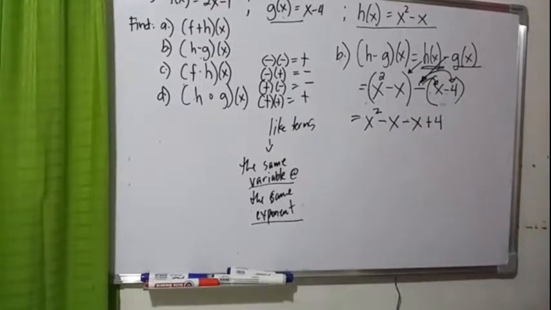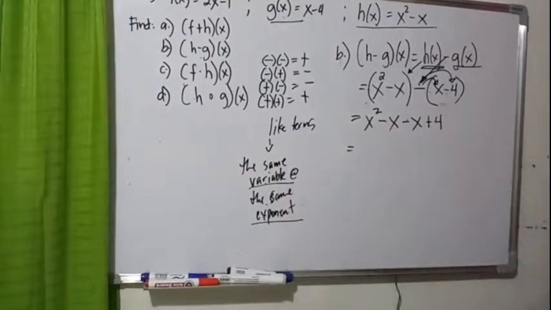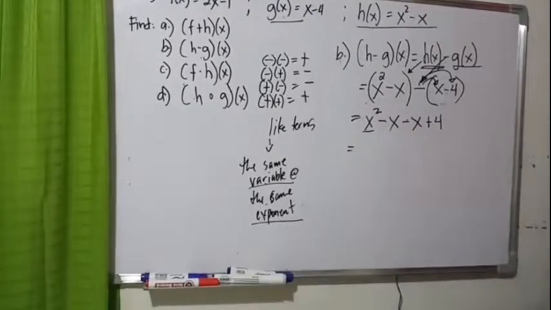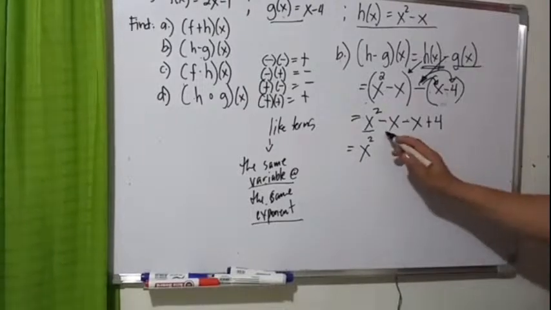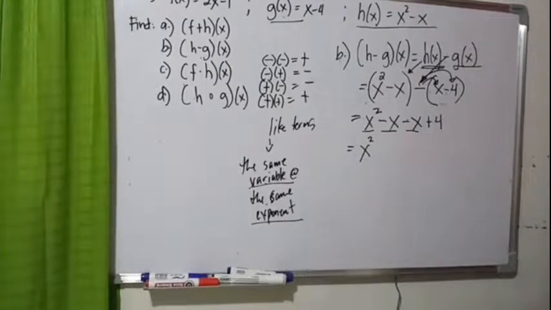Okay? Then, combine like terms again. Like terms, the same variable and the same exponent. So, tingnan natin yung equation natin. X squared, mayroon bang like terms dyan? O mayroon bang kapareha dyan? Wala. So, just copy x squared. How about this one? Negative x minus x. Okay. So, like terms yan. So, you need to add.